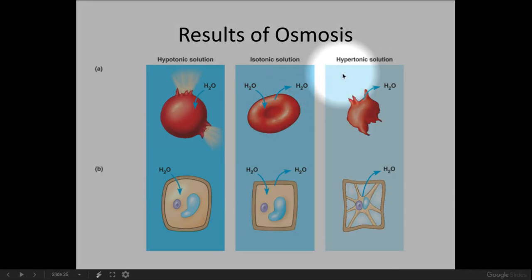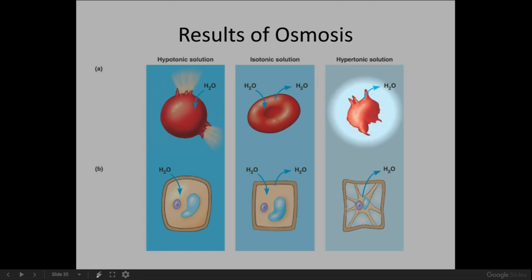Now let's go down here to hypertonic. Well, like we said before, water moves from a hypotonic area to a hypertonic area. From an area of less solutes, meaning more water, to an area of more solutes, meaning less water. So this cell is losing water because the water is moving from the hypotonic area inside the cell to the outside, which is the hypertonic solution.